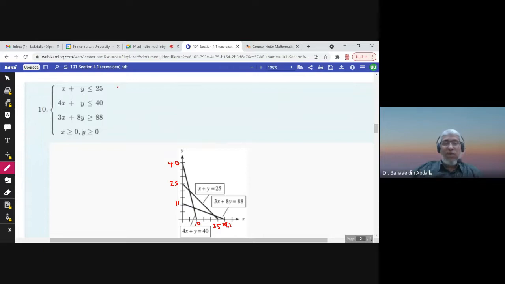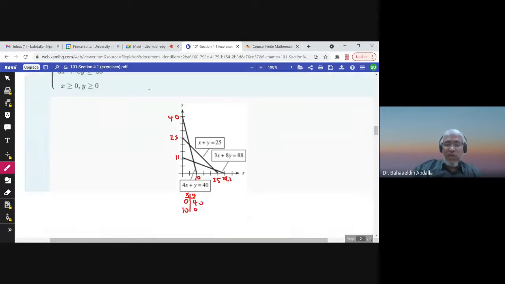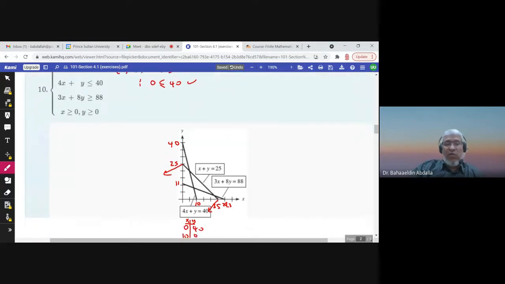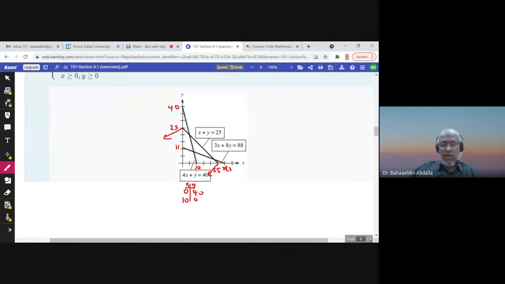So in the first inequality, 0 less than 25, that's correct. So where is this line? Yeah, it is this line, x plus y. So the graph is here, to the left of this line. Okay. Here also, 0 less than or equal to 40. It is correct. Okay. So where is this line? 4x plus y. Yeah, it is this one. So the graph is to the left of this line.